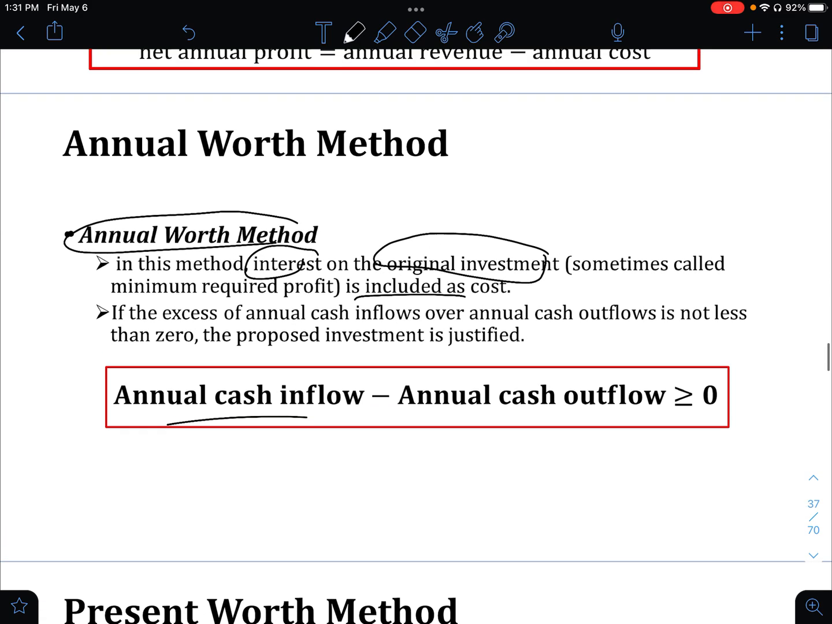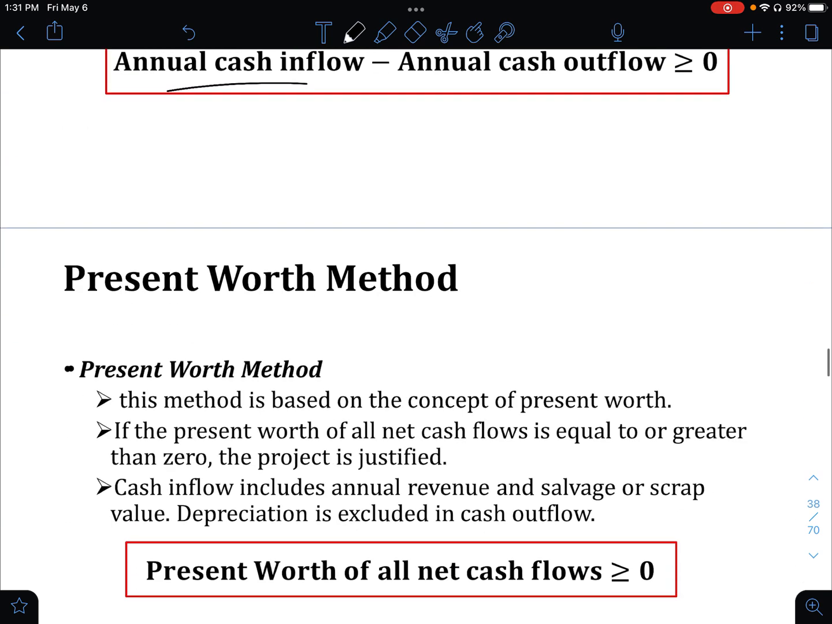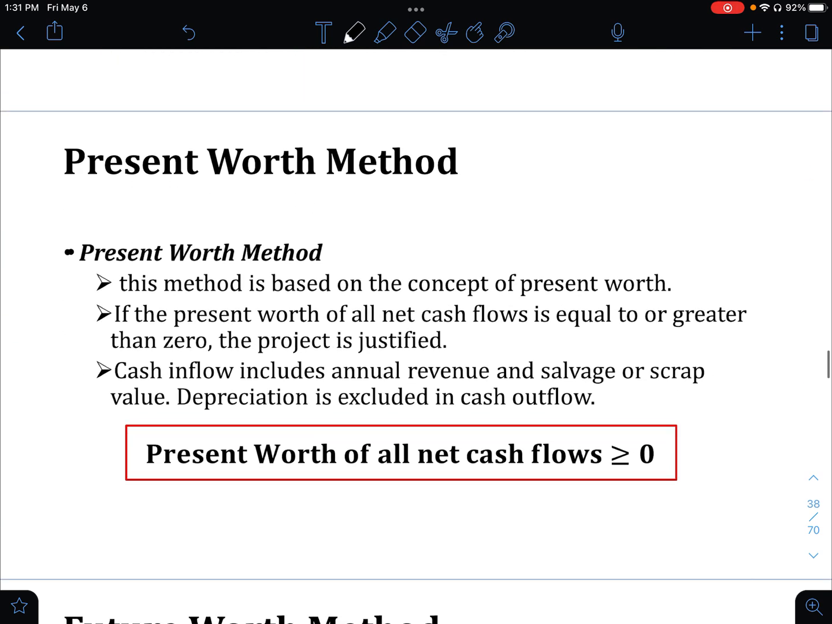So we can use the annual worth method, the rate of return method, and we also have another engineering economic alternative, which we call the present worth method. This method is based on the concept of present worth. So remember the present worth we discussed before. Now, if the present worth of all net cash flows is equal to or greater than zero, then the project is justified. Okay, so cash inflow includes annual revenue.